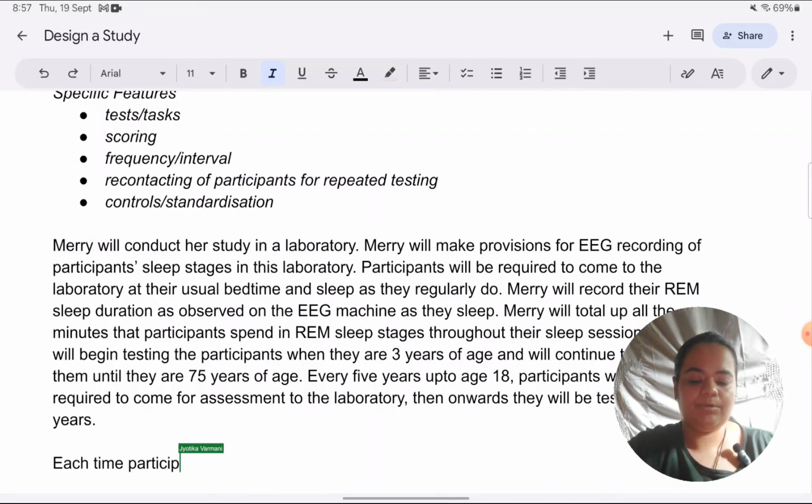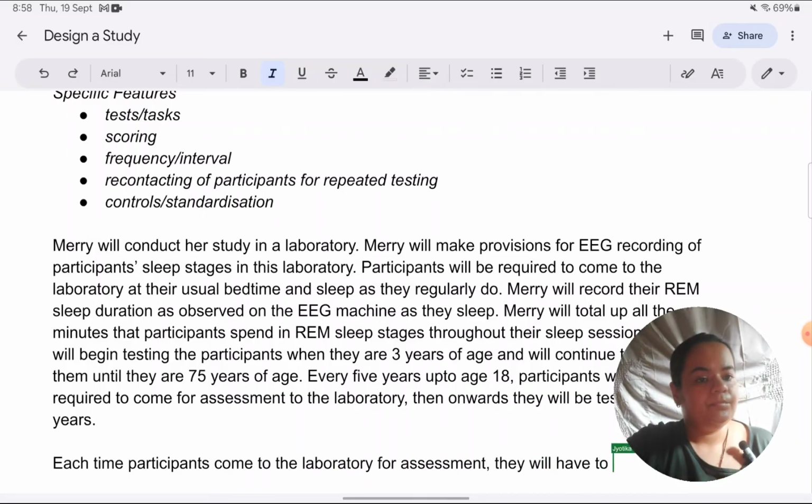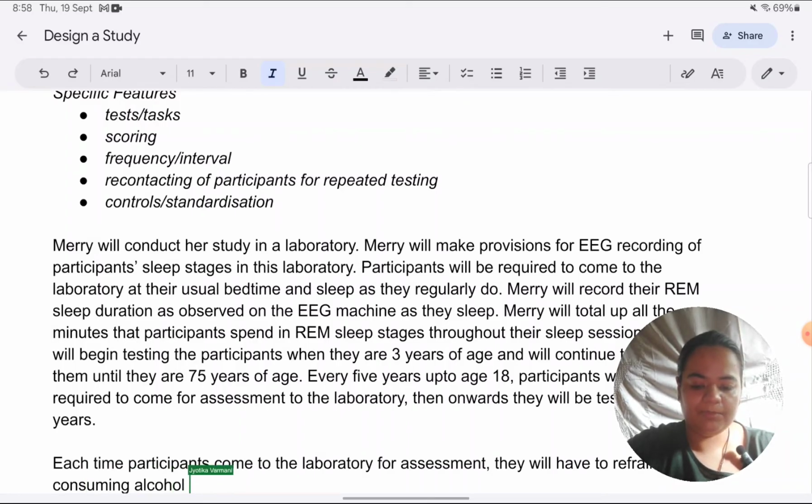come to the laboratory for assessment, they will have to refrain from consuming alcohol or coffee. So again, I've taken inspiration from Dement and Kleitman. I'm going to justify this as a control.